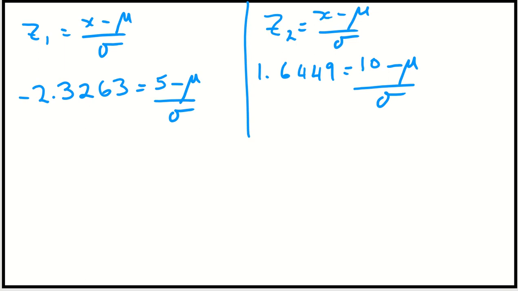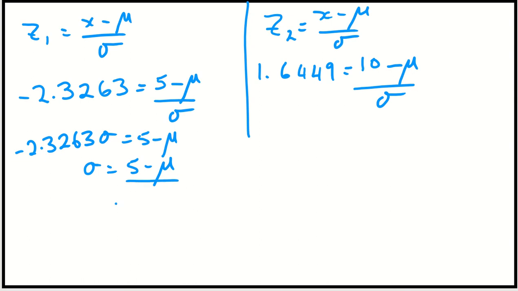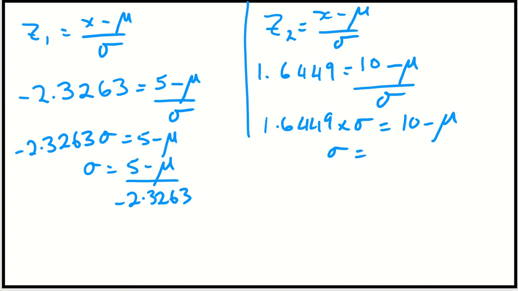So I'm going to first do a bit of rearranging to either get the standard deviation equals or the mean equals to make it easier for me to do the solving. For the equation on the left, I'm going to get negative 2.3263 times the standard deviation equals 5, take away the mean. Then I'm going to get the standard deviation by itself: 5 minus the mean over negative 2.3263. I'm going to do that same process with the second formula. 1.6449 times the standard deviation is 10 minus the mean. So the standard deviation is 10 minus the mean over 1.6449.